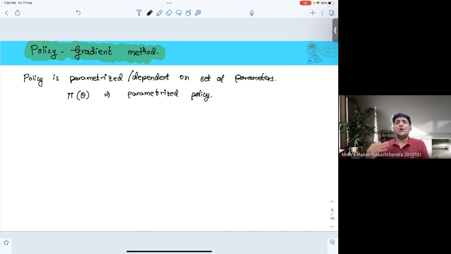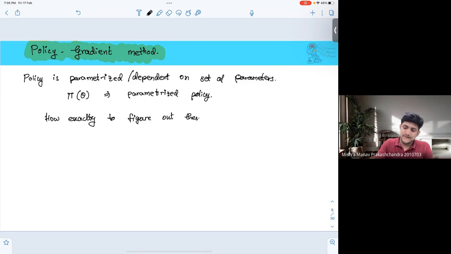Now the question is, how exactly do you parameterize it? How exactly do you figure out these thetas? Two methods that the professor mentioned. One is a preference based method. I heuristically set some preferences for each arm. Say for arm one I give it some preference, for arm two I give it some preference. It's a heuristic method with which I can try to parameterize my policy.